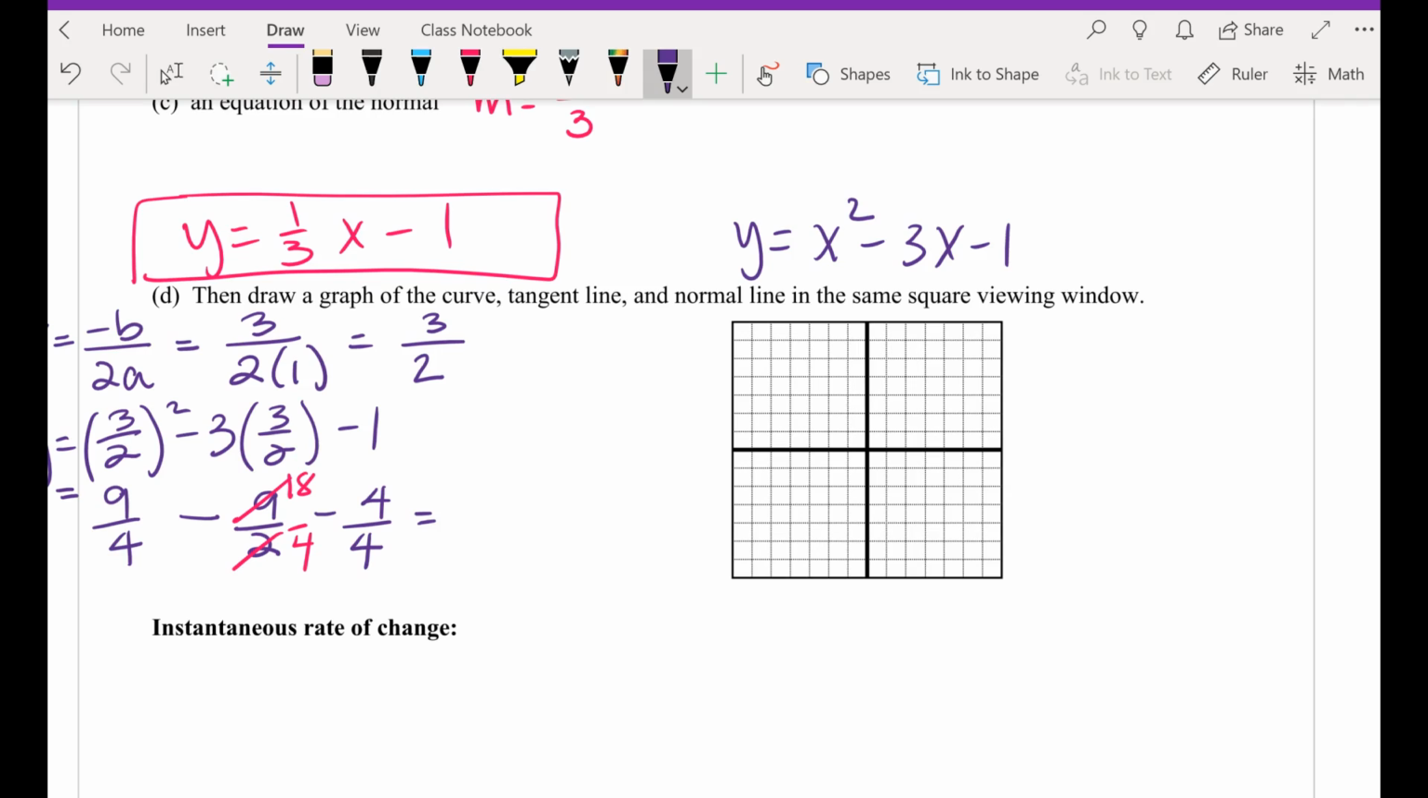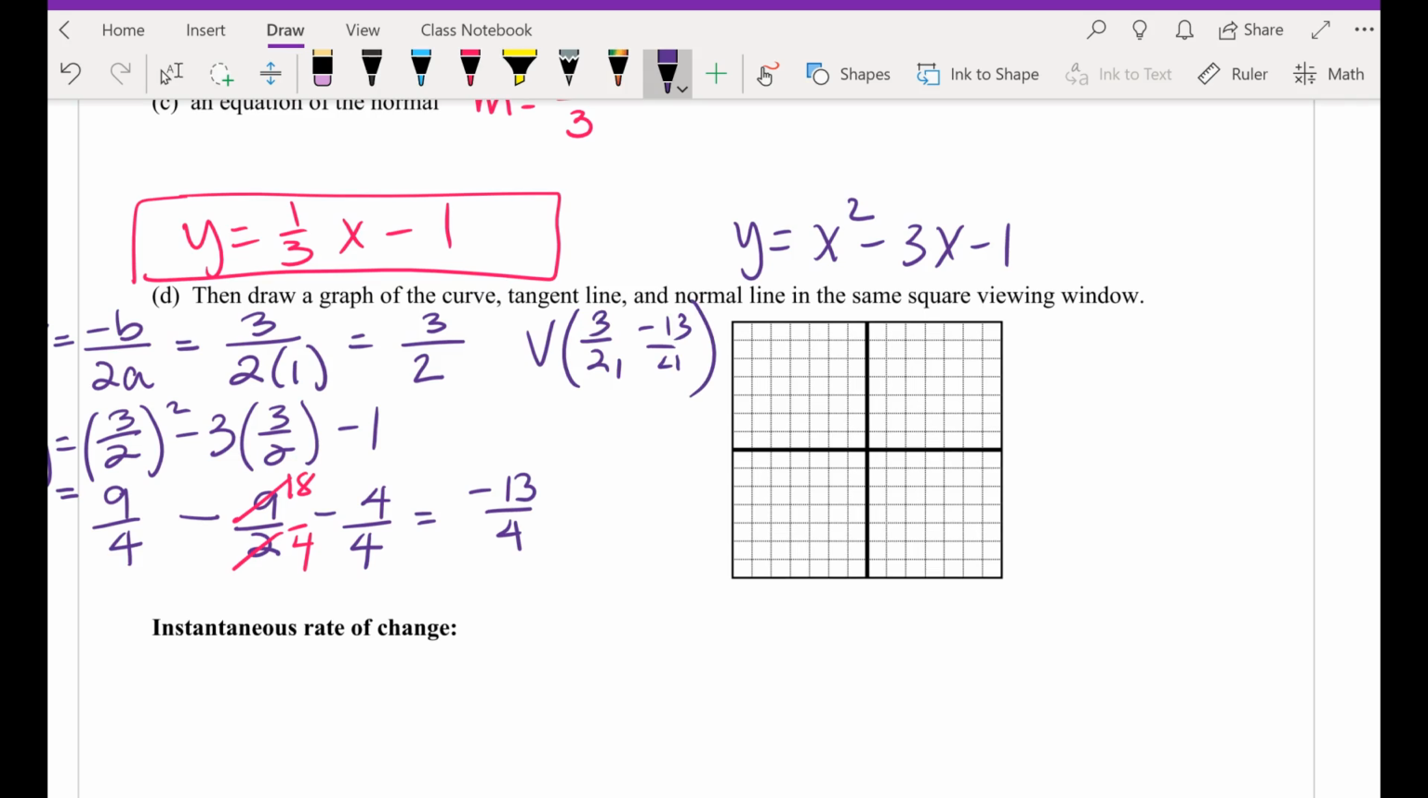9 minus 18, I'm sorry, is negative 9, right? Negative 9 take away 4. Oh, wait, I wrote it wrong. Sorry. Negative 13 over 4. Okay, so there's my vertex: 3 over 2 comma negative 13 over 4.